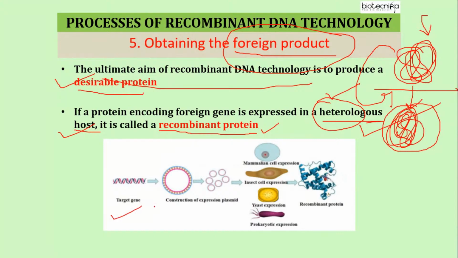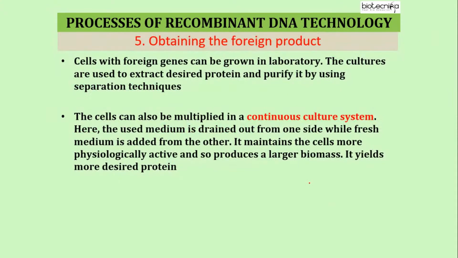So this is the target gene. We have made the plasmid or vector and incorporated the gene of interest in it. This is called recombinant DNA. And once we use it in a host, which can be a mammalian cell, insect cell, yeast, or a prokaryote, most of the time E. coli, bacteria, we will get the recombinant protein. The recombinant protein we get is in a small amount. So if I want larger production of this enzyme, what will I do? I will put it in a culture vessel. What is this culture vessel called? This is called a bioreactor.